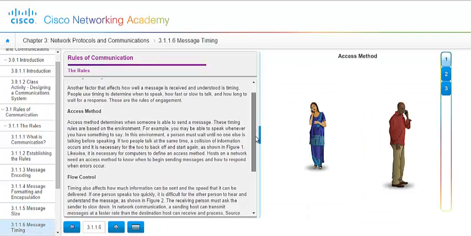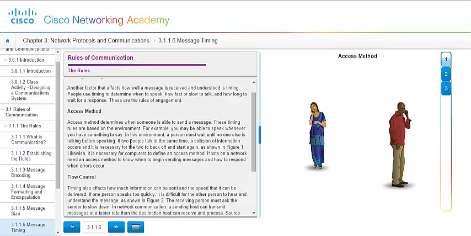We have message timing. That's important. In what order do you receive the information? If you were speaking with someone and they couldn't understand you, or you are both talking over each other, that makes your conversation difficult. There are several things to look at. We have our access method, and that determines when someone is able to send a message. These timing rules are based on the environment. For example, you may be able to speak whenever you have something to say. In this environment, a person must wait until no one else is talking before speaking.